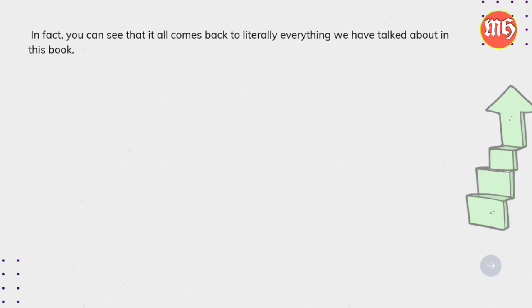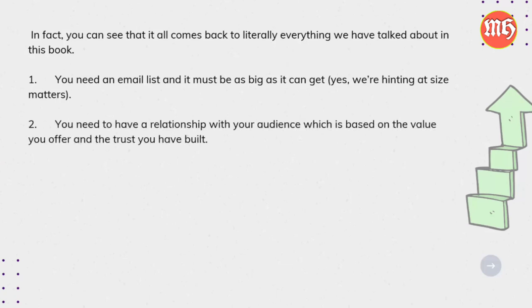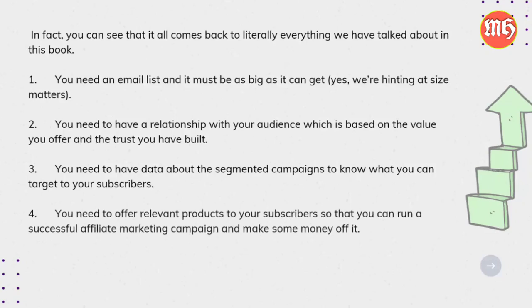1. You need an email list, and it must be as big as it can get. Yes, we're hinting at size matters. 2. You need to have a relationship with your audience, which is based on the value you offer and the trust you have built. 3. You need to have data about the segmented campaigns to know what you can target to your subscribers. 4. You need to offer relevant products to your subscribers so that you can run a successful affiliate marketing campaign and make some money off it.